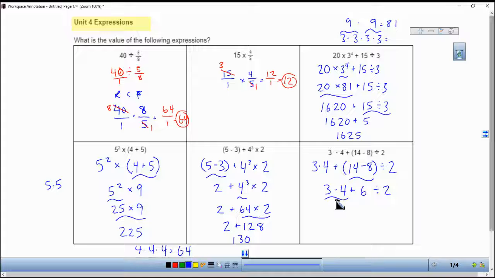So I see multiplication first. 3 times 4 is 12. Plus 6 divided by 2. We'll do the division next. 6 divided by 2 is 3. 12 plus 3 is 15. So here's our answers here.